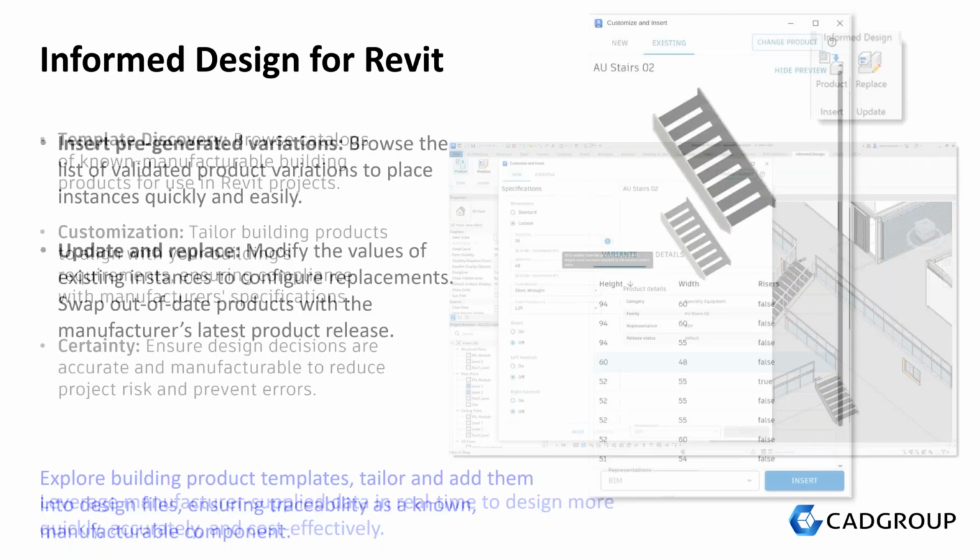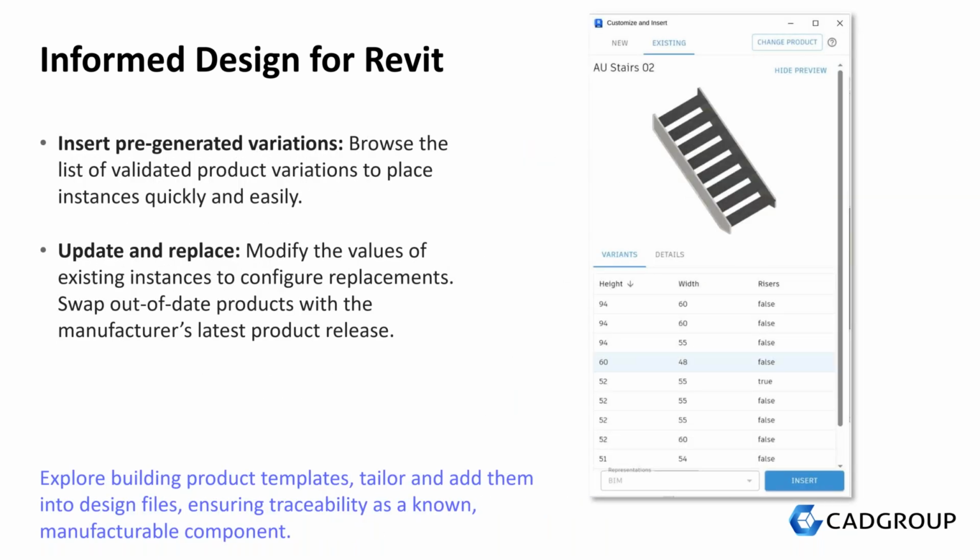So with Informed Design for Revit, you can also browse the list of validated product variations to place instances quickly and easily. Modify the values of existing instances to configure replacements. Swap out of date products with the manufacturer's latest product release. So the bottom line is designers can customize and incorporate accurate and manufacturable building product templates into their designs, ensuring greater certainty in the manufacturability and feasibility of their specified products.